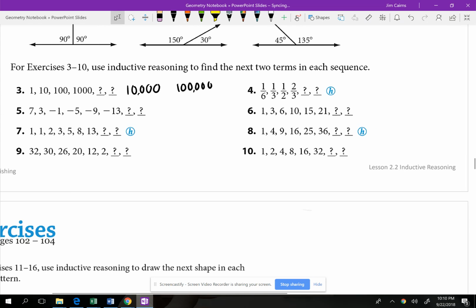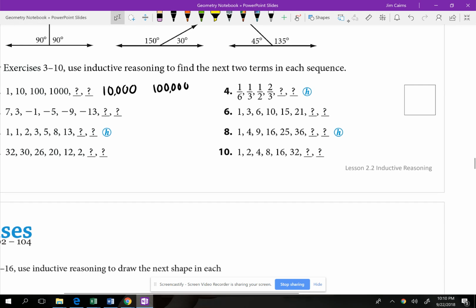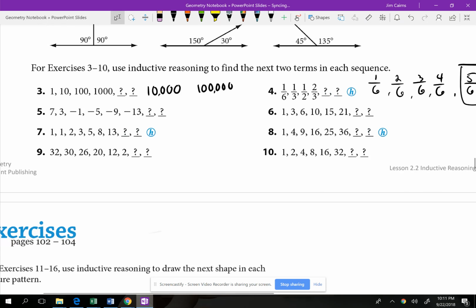And the fourth one, number 4: 1 over 6, 1 over 3, 1 over 2, 2 over 3. Oh, I see. So I'm going to rewrite this with a base of 6. And so now the next one would be 5/6 and 6/6, which is 1. So that's 3 through 6.